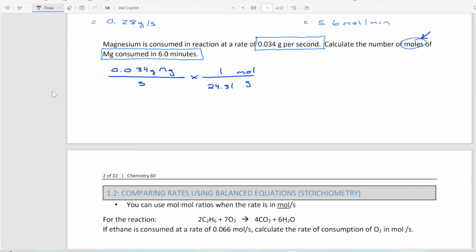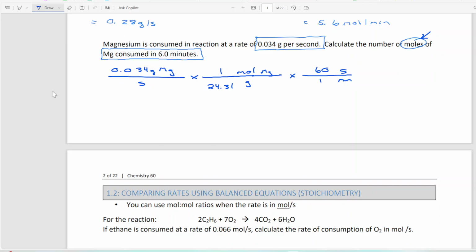And again, you're just going to your formula sheet. It's atomic number 12, and you're looking that up. So now I'm in moles of magnesium. Okay, so I've gone from grams to moles. Now I need to get rid of the seconds. So I know that I want to find out how much magnesium is consumed in 6 minutes. So up to you, you can change 6 minutes into seconds, or you could do a conversion from seconds into minutes. So we know that 1 minute is 60 seconds.